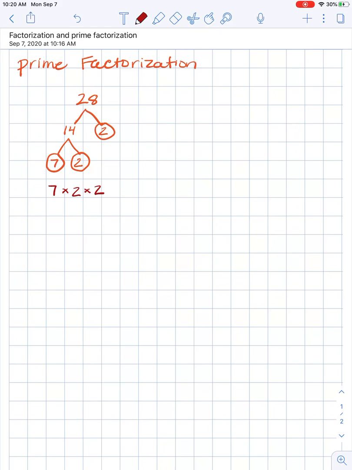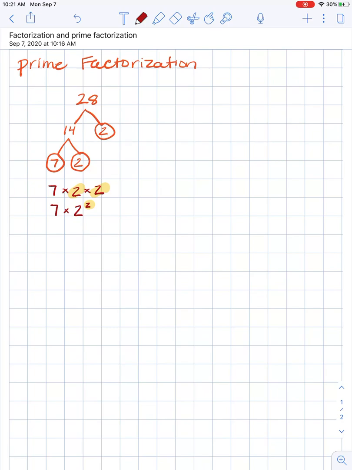This is our prime factorization of 28: 7 times 2 times 2. That is absolutely a correct answer. If you want to simplify it even further, you could write 7 times 2 squared because you have two 2's. So we're going to put a 2 right there. 2 squared. Okay?